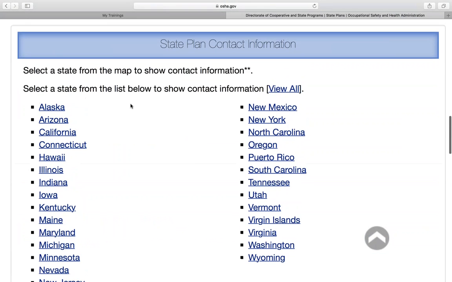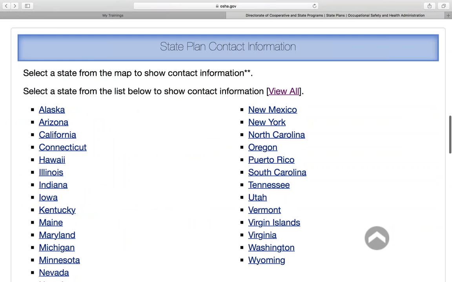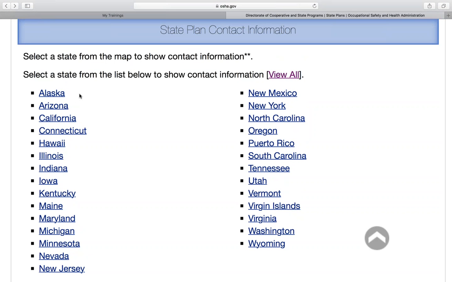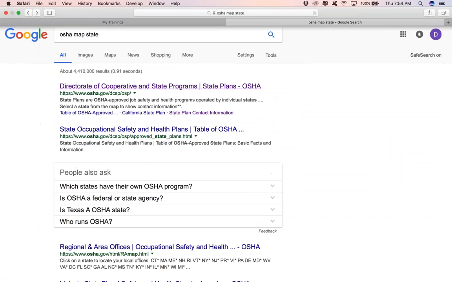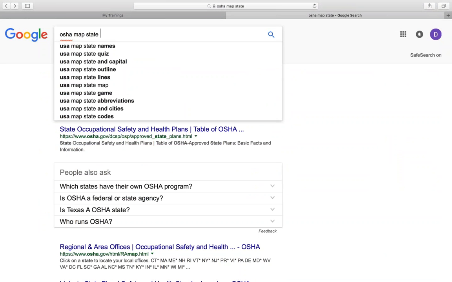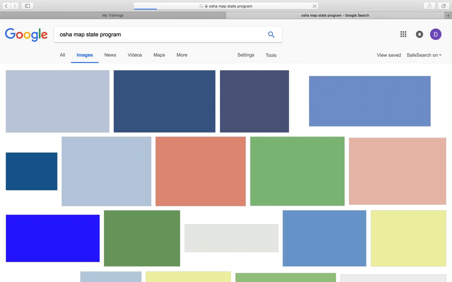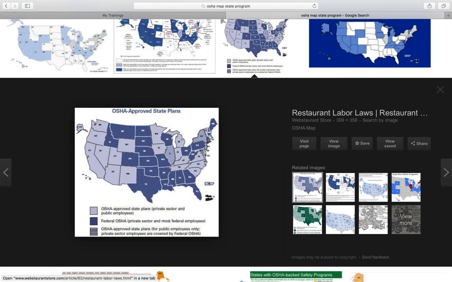So basically, all these states that I've got listed right there are going to have their own state program. Let me see if I can pull up the map for us real quickly. And here you go, here's a perfect example, folks. Excuse me one second.